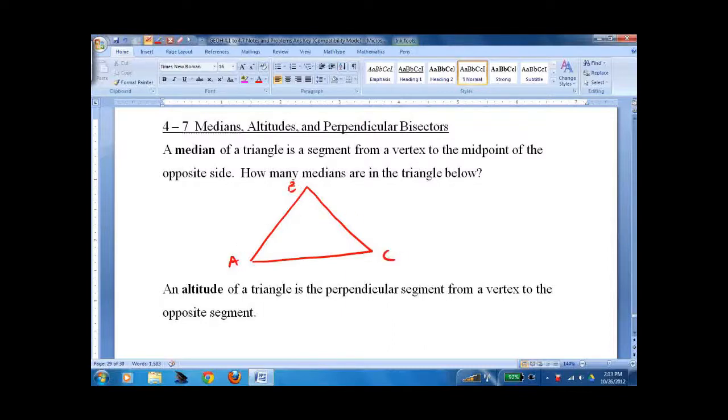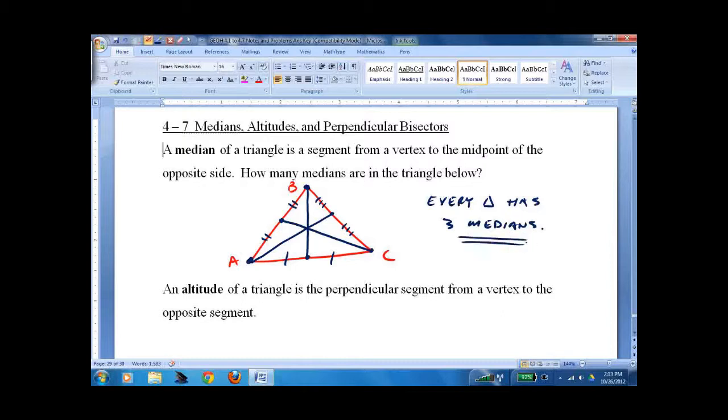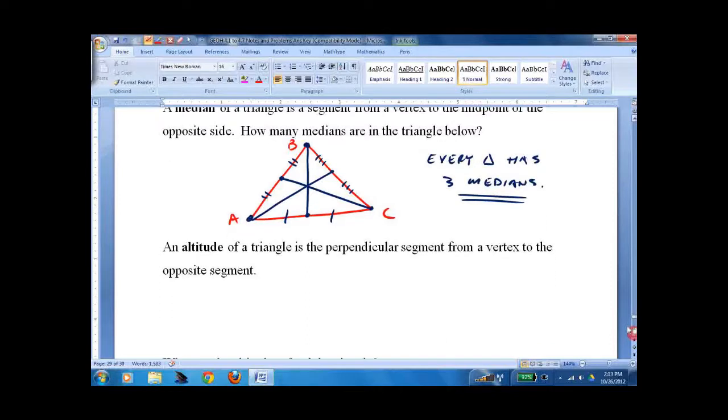A median goes from a vertex, I'll go from B, the top one, to the midpoint of the other side. It's a median. There's also one here, and there's also one here. No, it's not drawn to scale. So every triangle has 3 medians. Just have to remember it. No secrets. A median goes from the vertex to the midpoint of the opposite side.